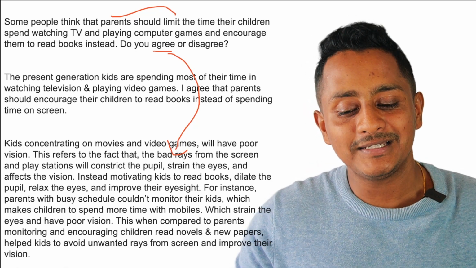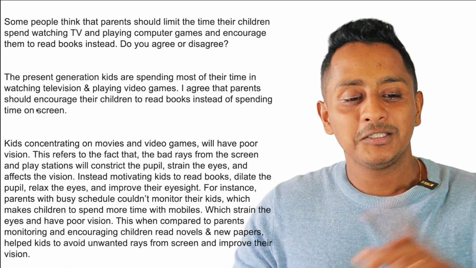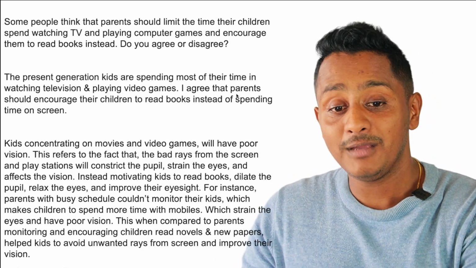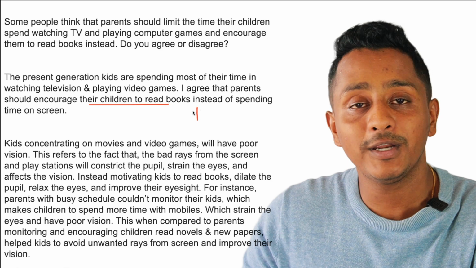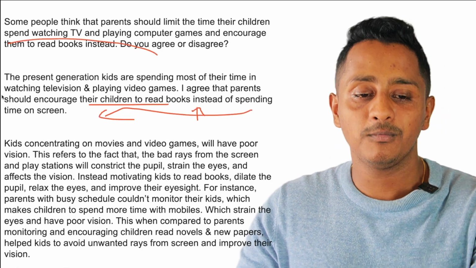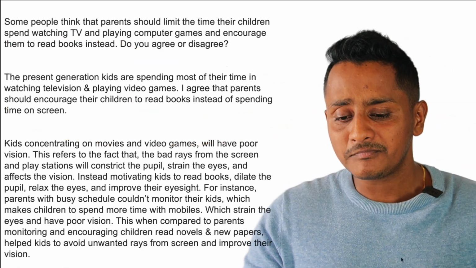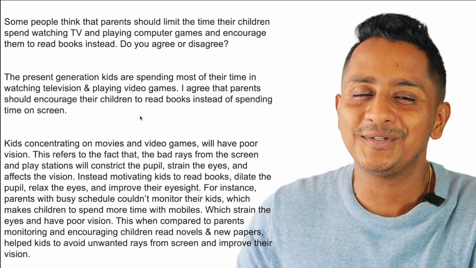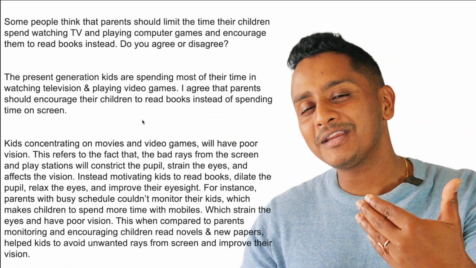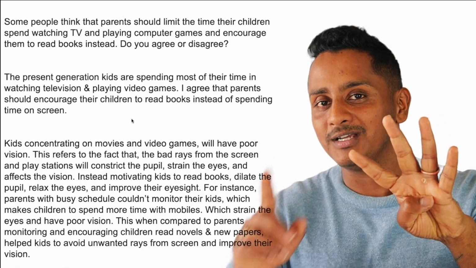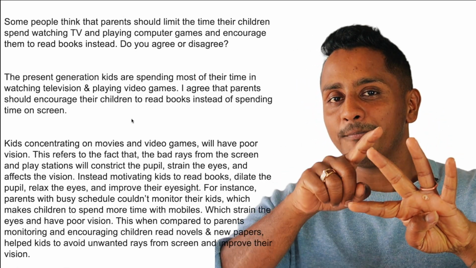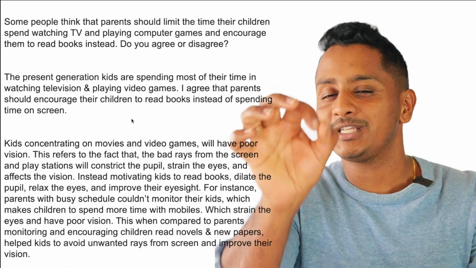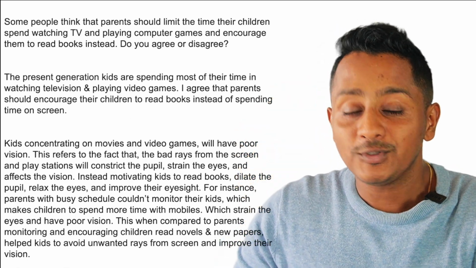So let's say this person has written the same. The present generation kids are spending most of the time in watching television and playing video games. I agree that parents should encourage the children to read books instead of spending time on screen. Perfectly fine. This essay will discuss the same. You can write. Otherwise also it's fine. So now let's quickly move on to the second para. Remember, this is going to be a 4-para structure. Para 1 going to be introduction. Para 2, why you agree. Para 3, why you agree. Para 4, conclusion.